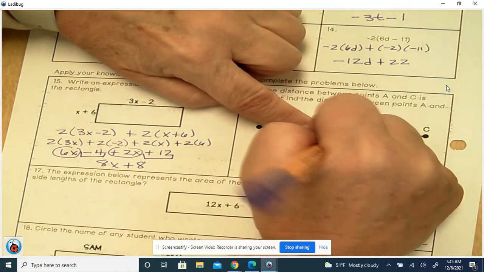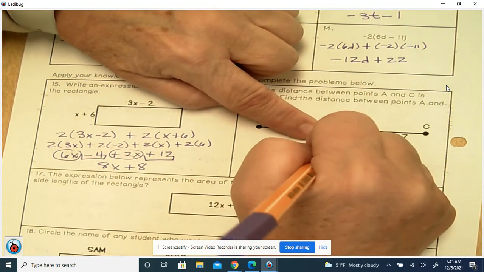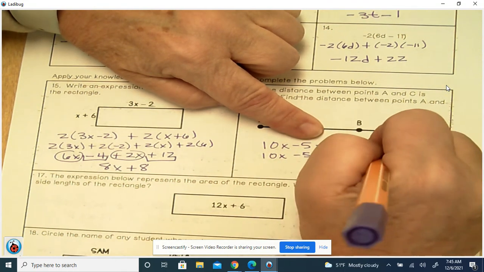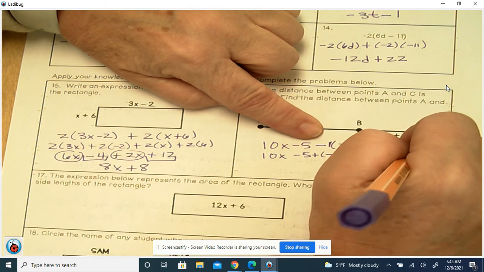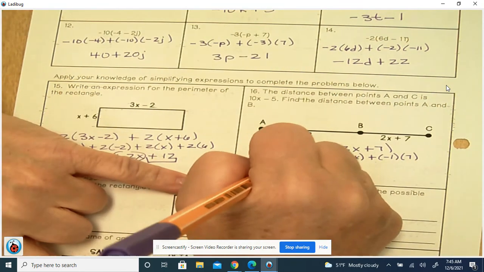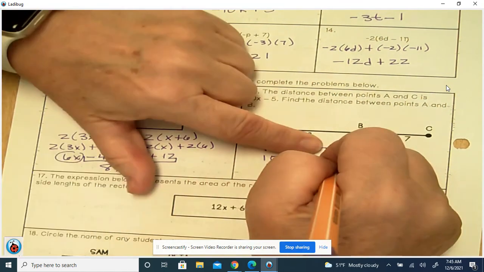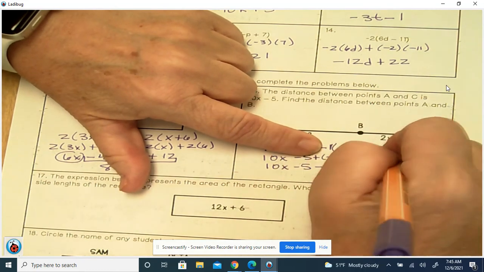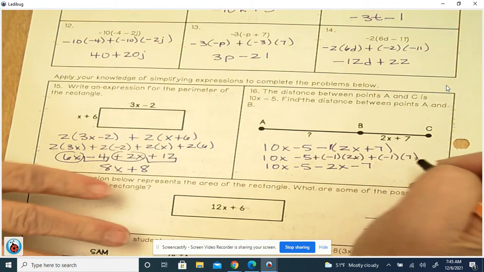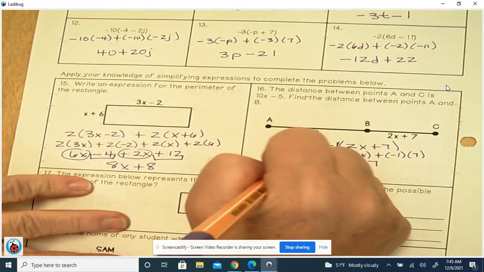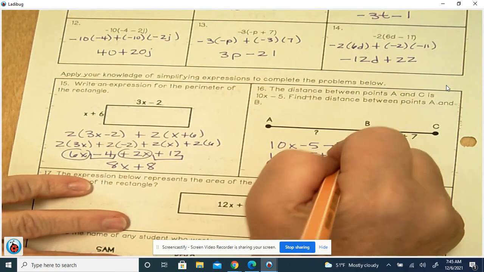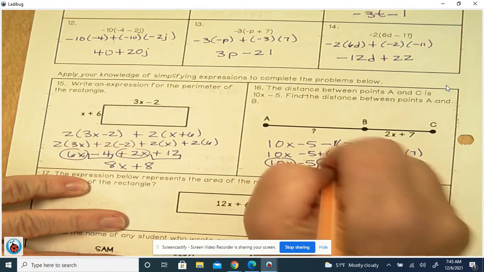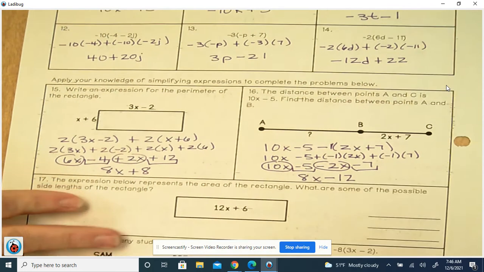This is understood to be a 1. So plus a negative 1 times 2x plus a negative 1 times 7 gives us 10x minus 5. Negative 1 times 2 is a negative 2x, and a negative 1 times 7 is minus 7. Like terms. 10 minus 2 is 8x. Negative 5, same sign, add and keep, which would be 12.